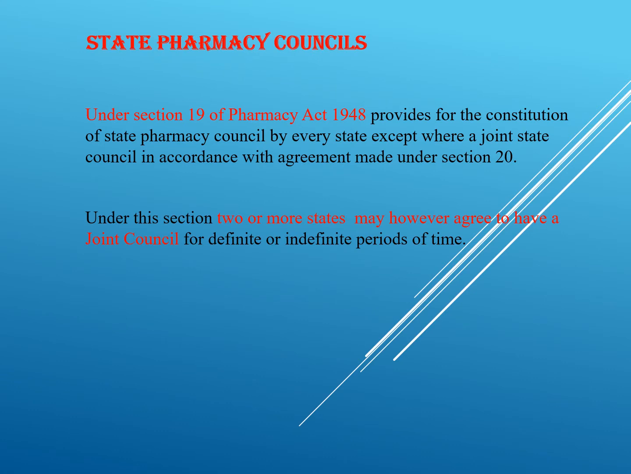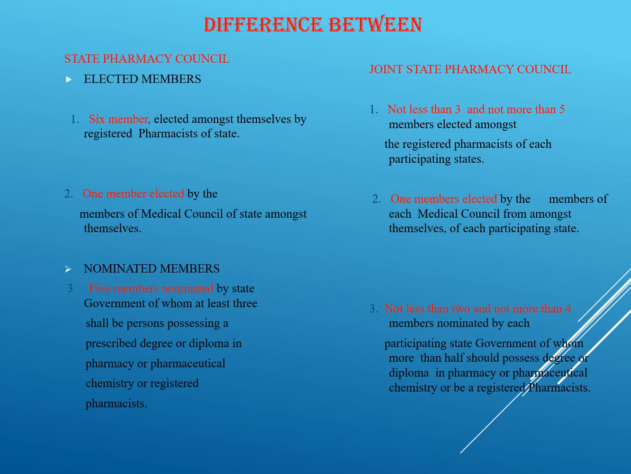State Pharmacy Council under Section 19 of Pharmacy Act 1948 provides for the constitution of State Pharmacy Council by every state except where a joint state council is constituted in accordance with an agreement made under Section 20. Under this section, two or more states may agree to have a joint council for a definite or indefinite period of time. We will see the difference between State Pharmacy Council and Joint State Pharmacy Council.